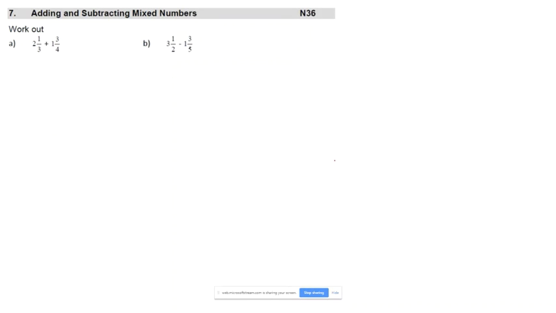Number 7, adding and subtracting mixed numbers. So remember the trick here. 2 1/3 plus 1 3/4. Remember, normal numbers first, so normal fractions first. This will be 7/3. This will be 7/4. Remember now, you need a common denominator. I'm going to pick 12 here, because 3 and 4 go into 12.